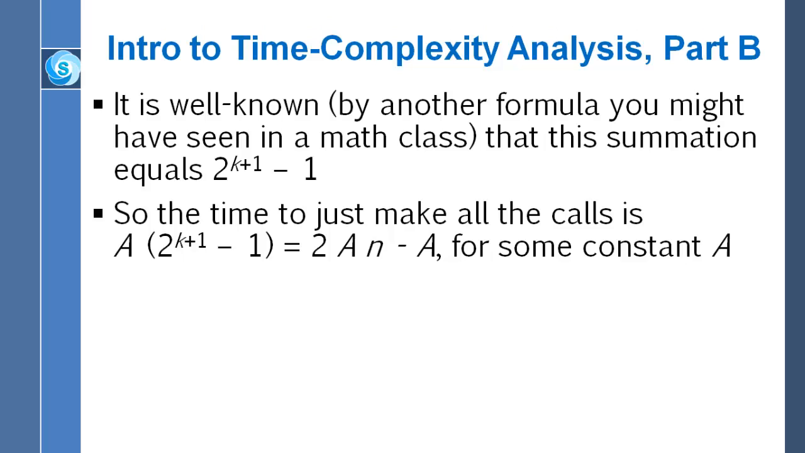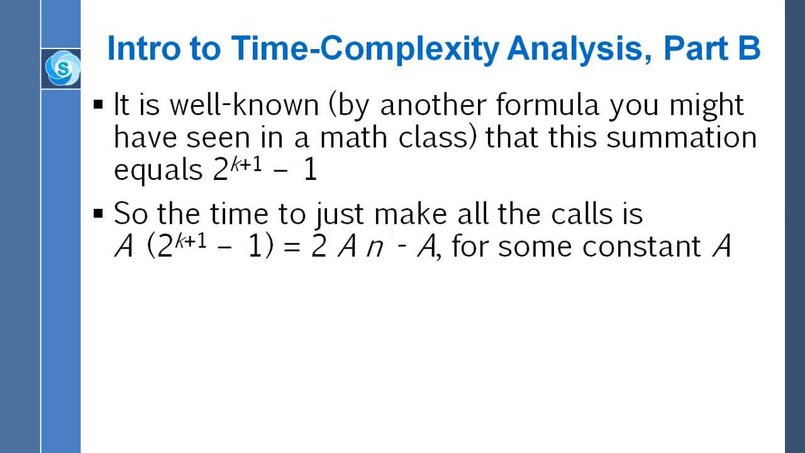So let's let capital A be the amount of time that is required just to make a single call to merge sort. And I'm not talking about executing all of merge sort. I'm talking only about the overhead time in making that call and doing the sorts of things that make function calls work. Okay? So since we're making 2 to the k plus 1 minus 1 calls to merge sort, the total amount of time spent doing the calls will be A times 2 to the k plus 1 minus 1.